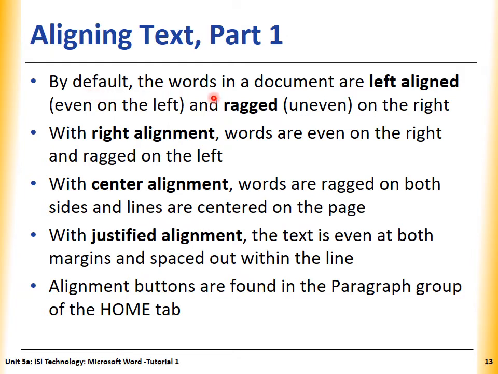By default, the words in a document are left aligned. That means even on the left, and dragged uneven on the right. With the right alignment, words are even on the right and dragged on the left. With the center alignment, words are dragged on both sides and lines are centered on the page. I'm going to show you all of this. With justified alignment, the text is even at both margins and spaced out within the line.